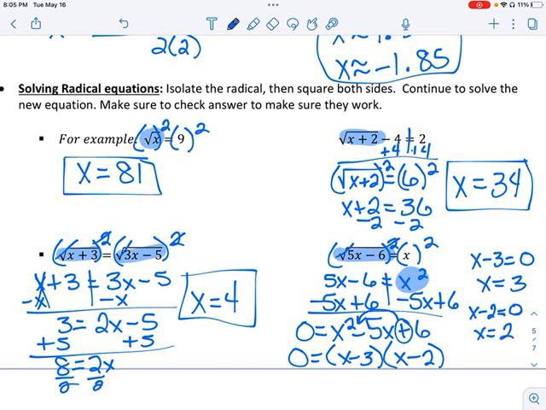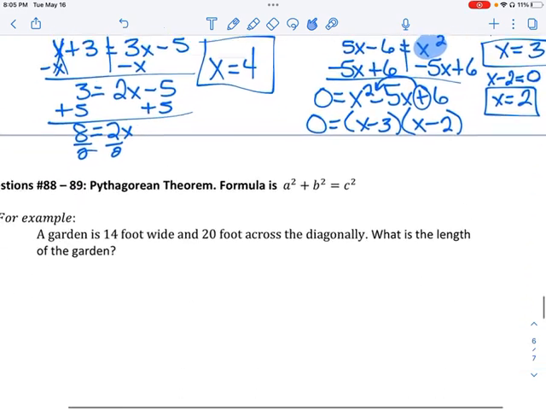And I look, if I plug 3 in, 5 times 3 is 15, minus 6, that's 9, and the square root of 9 is 3, so that one works. 5 times 2 is 10, 10 minus 6 is 4, square root of 4 is 2, and that one would work as well. Okay, so that is how we solve those radical equations.